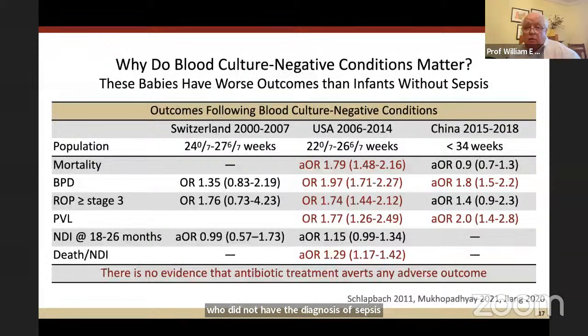Similar data were obtained from China in a more recent cohort, where BPD and periventricular leukomalacia were found to be more common in these cohorts. Unfortunately, there's no evidence at all that antibiotic treatment averts any of these adverse outcomes. So the question is, what's really going on with these babies and what can we do to help them?